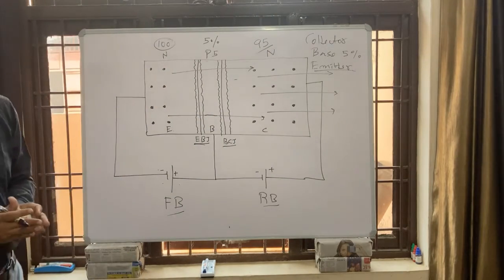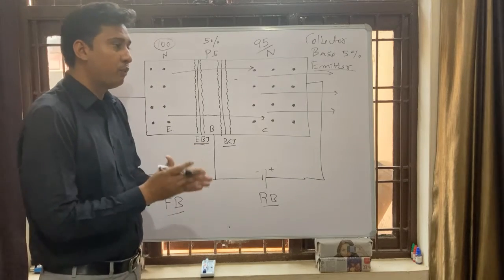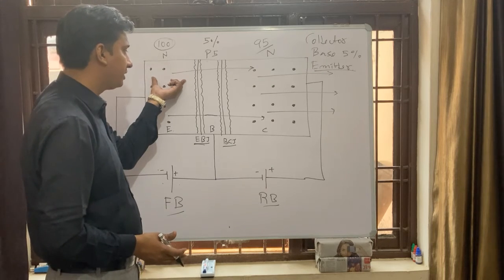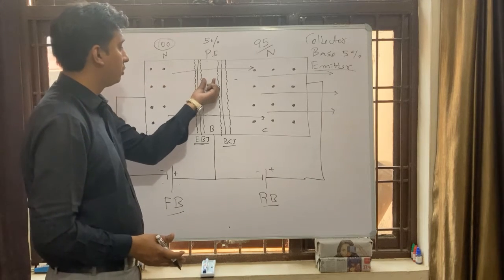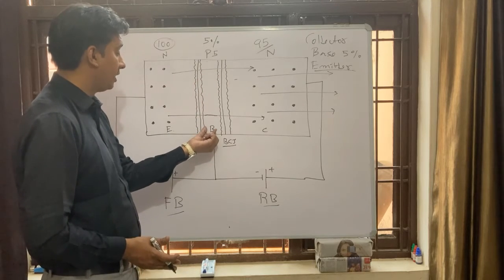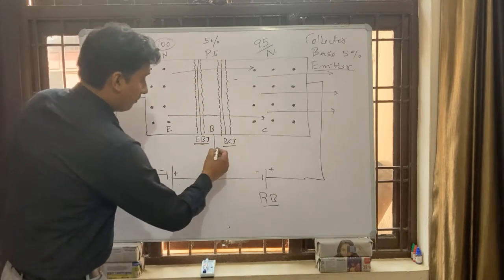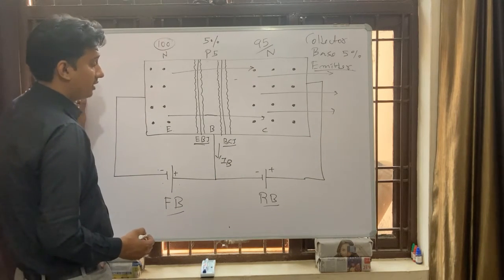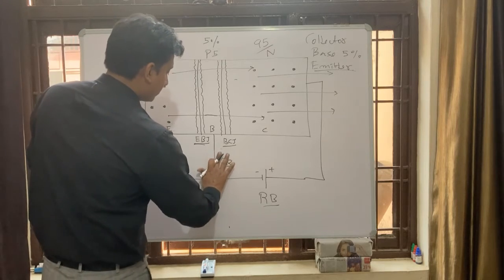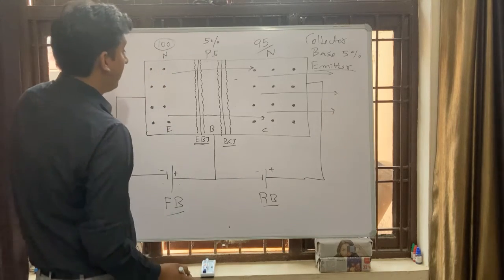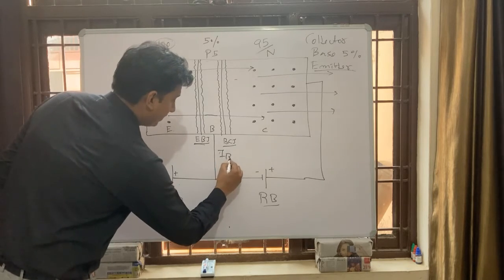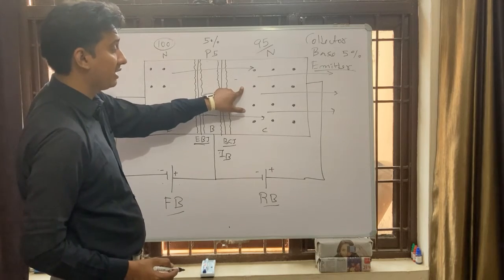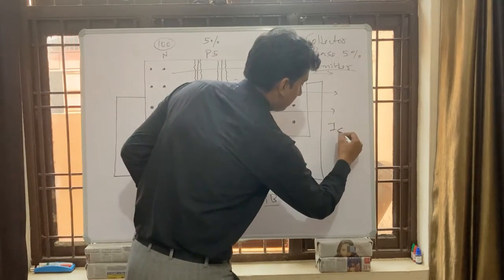So this is the working of the bipolar junction transistor: 100 electrons are emitted by the emitter, and the 5 electrons that combine with the holes in the base will form the base current. I'll let you know the direction. They will form the base current IB, and the remaining 95 electrons will be collected by the collector, and they will form the collector current.